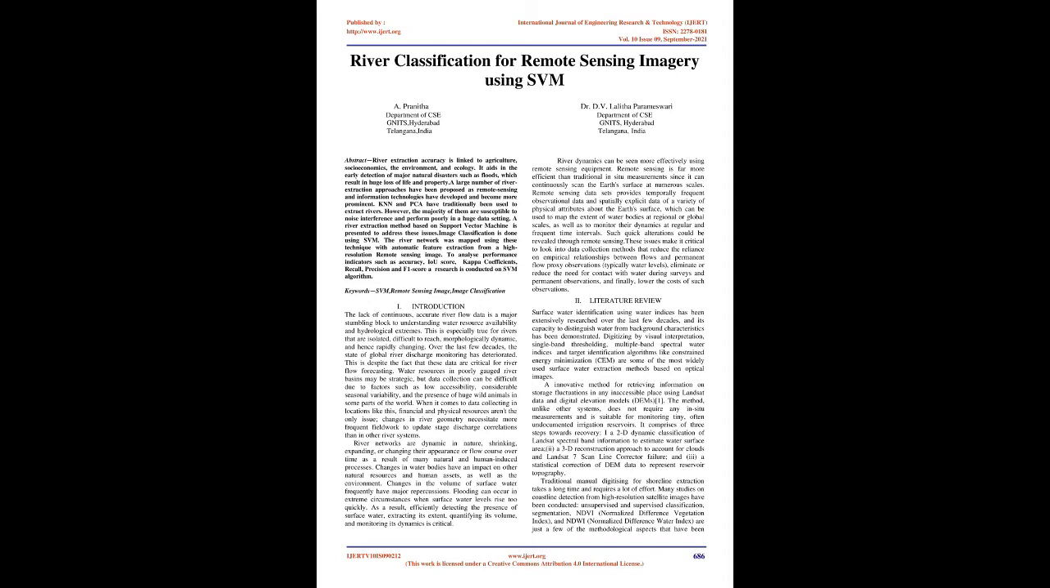Water resources in poorly gauged river basins may be strategic, but data collection can be difficult due to factors such as low accessibility, considerable seasonal variability, and the presence of huge wild animals in some parts of the world. When it comes to data collecting in locations like this, financial and physical resources aren't the only issue. Changes in river geometry necessitate more frequent fieldwork to update stage discharge correlations than in other river systems.